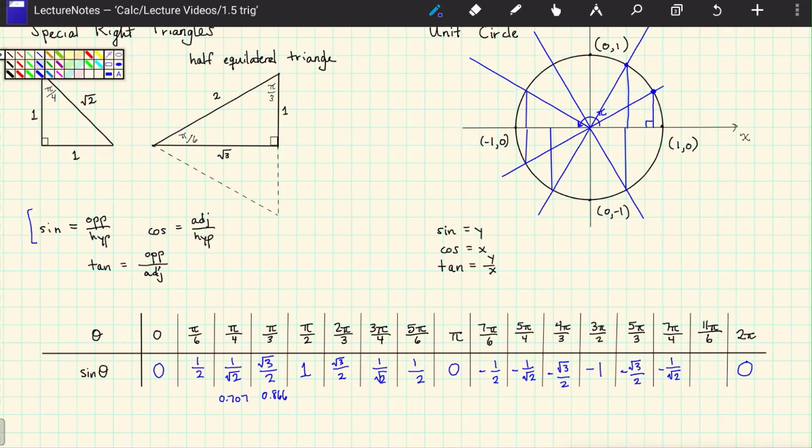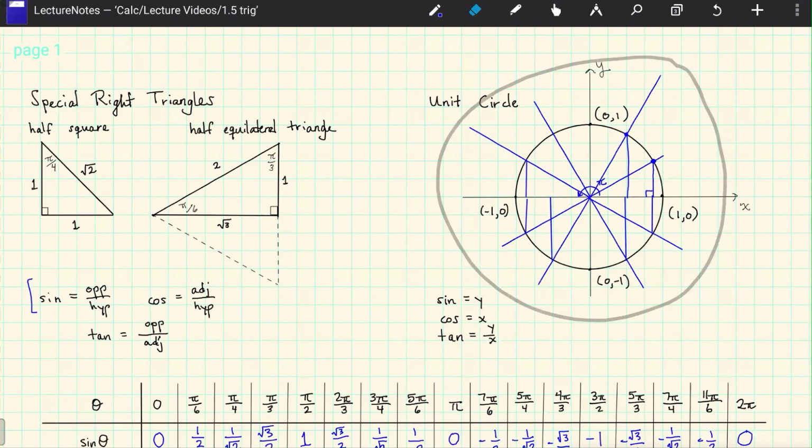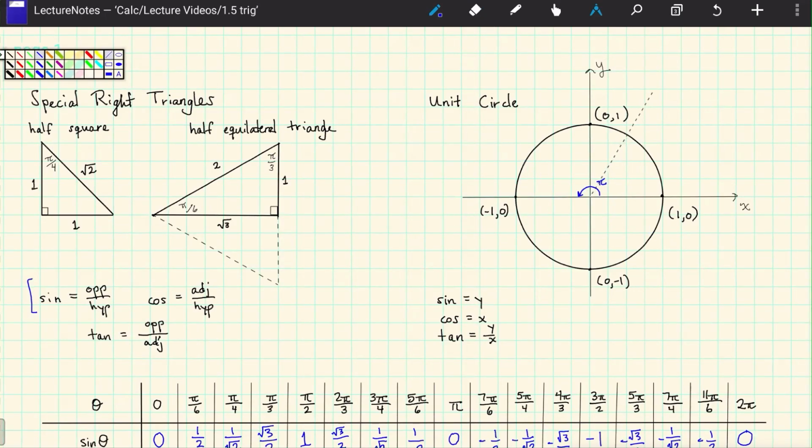And then at 11 pi over 6, that's there. And my y coordinate is going to be negative 1/2. Okay. I'm going to get rid of all of this stuff and I'm going to grab pi over 3 angle and a root 3 over 2 height. Actually, let me just grab the root 3 over 2 height when the x coordinate is 1/2.